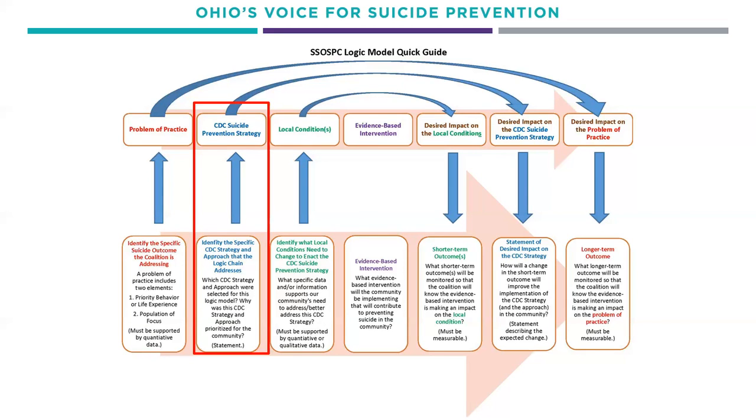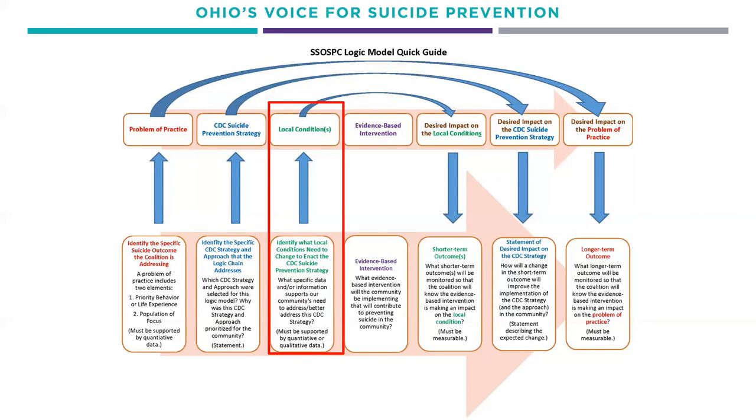The second step is linking that problem statement with a CDC strategy or approach for preventing suicide. This is done by reviewing the coalition's Phase 2 and 3 work where a CDC strategy was selected. The Phase 5 team will review the CDC technical package that describes the strategy and select from the approaches associated with that strategy while thinking about your group's priority and which approach aligns best.